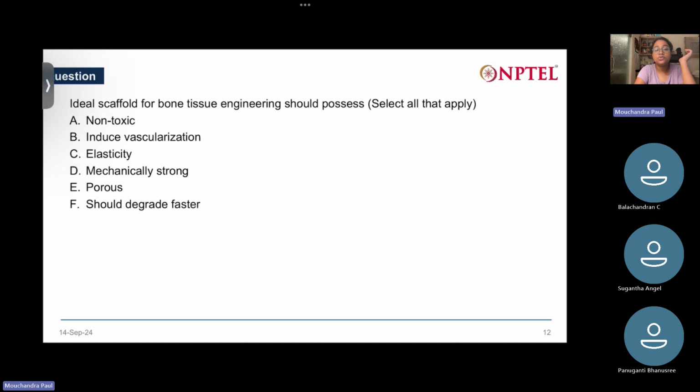Now, if you were to design a scaffold for bone tissue engineering, which of these properties should it possess? Non-toxicity, induced vascularization, elasticity, mechanically strong, porous, and should degrade faster. Which of these properties are important for a scaffold to be used for bone tissue engineering? There is more than one option that can be correct here.